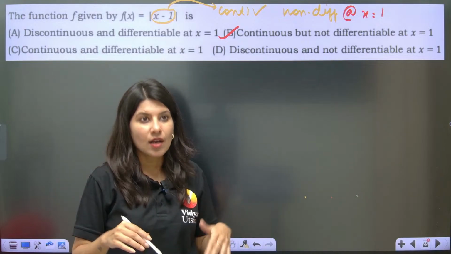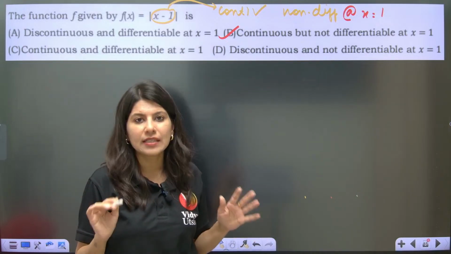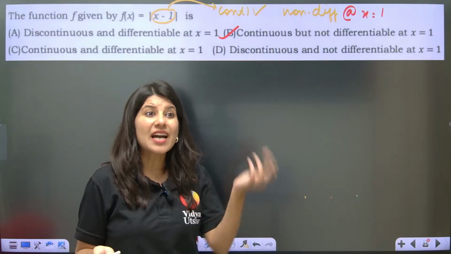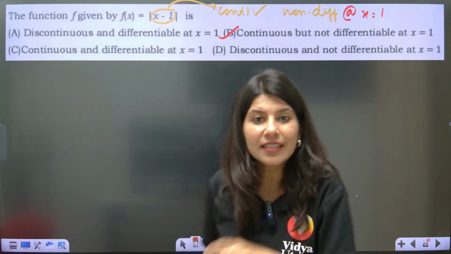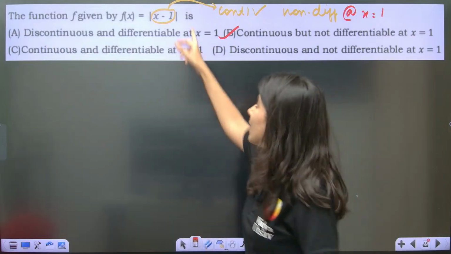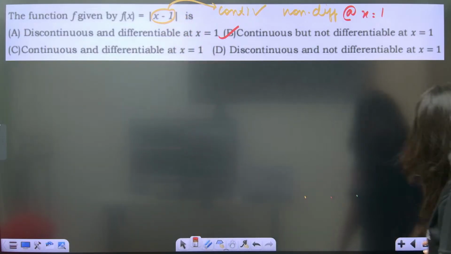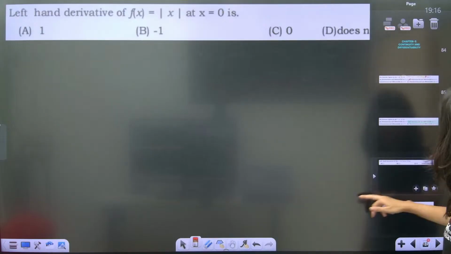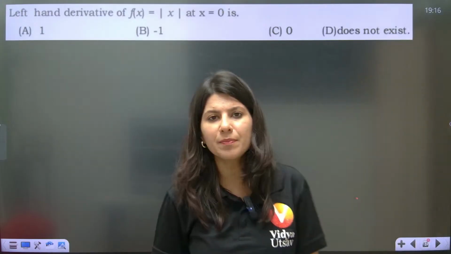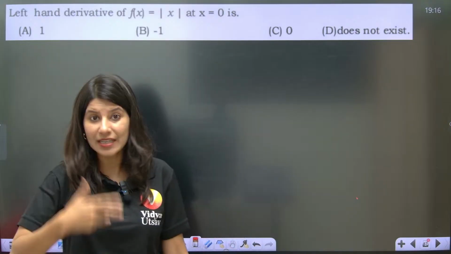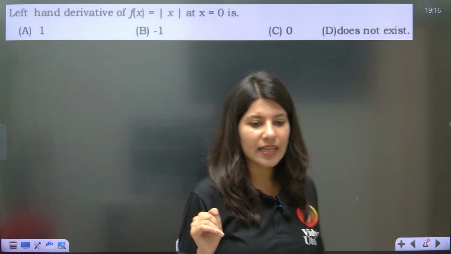Modulus functions are always continuous: mod x, mod 3x, mod x plus 2. But they are non-differentiable at the critical point. Critical point means when your expression inside the modulus becomes 0. Okay. All right. Yes, 2.5 hours. We'll try to wrap up this session before 8:30 p.m. Let's see. 15 minutes here and there we can go.